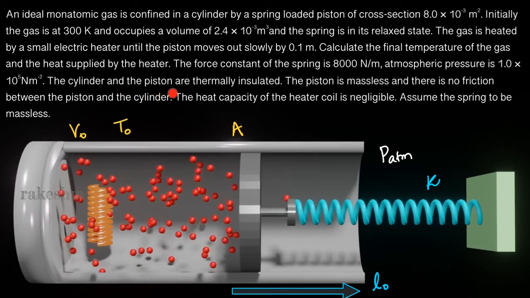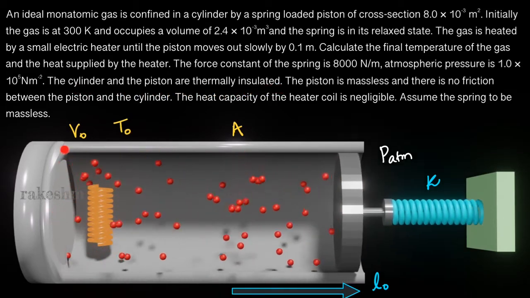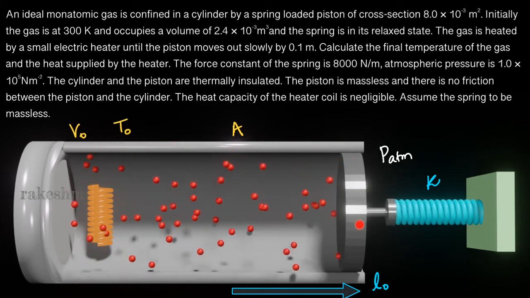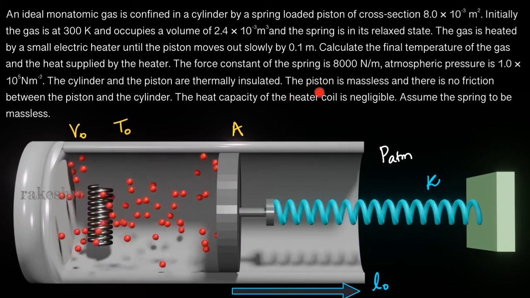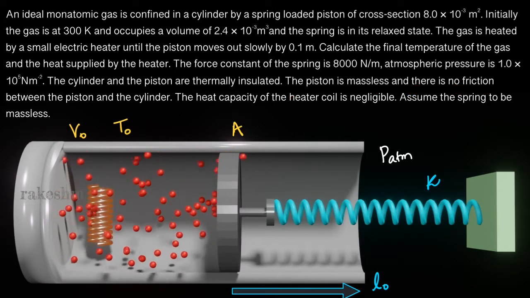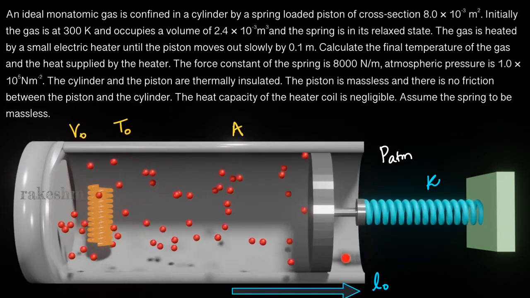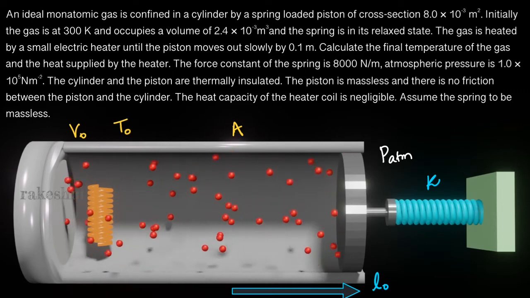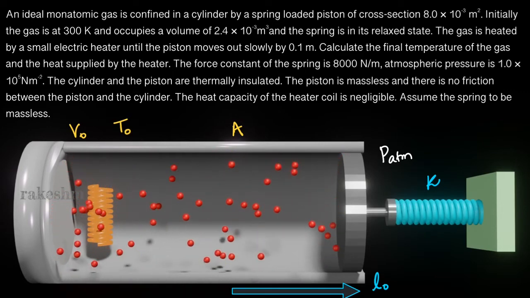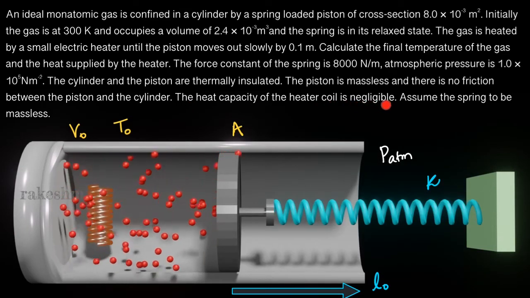The cylinder and the piston are thermally insulated, which means no heat can escape from this cylinder or piston. The piston is massless and there is no friction between the piston and the cylinder. So this piston here is massless and the surface of the cylinder is smooth and there is no friction between these two surfaces. The heat capacity of the heater coil is negligible.